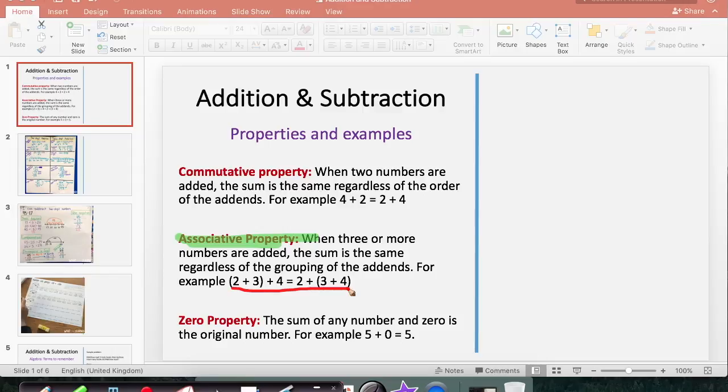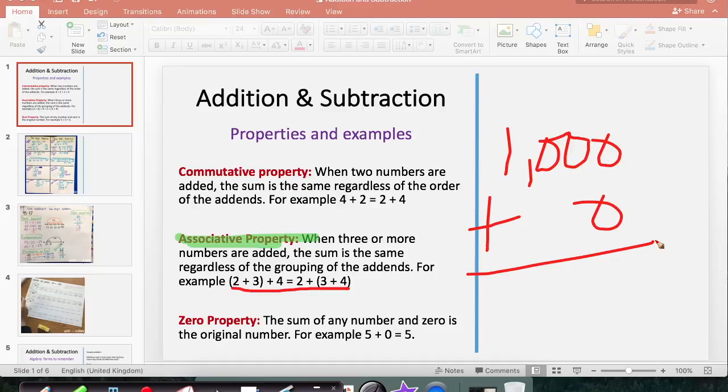And the last property is called the zero property of addition, which says that the sum of any number and 0 is the original number. So even if I say 1000 plus 0, you don't have to use your brain, you just have to answer 1000 right away. Alright, that's about the properties of subtraction and addition.